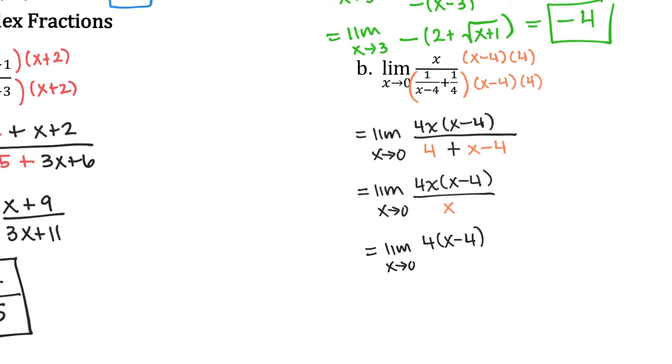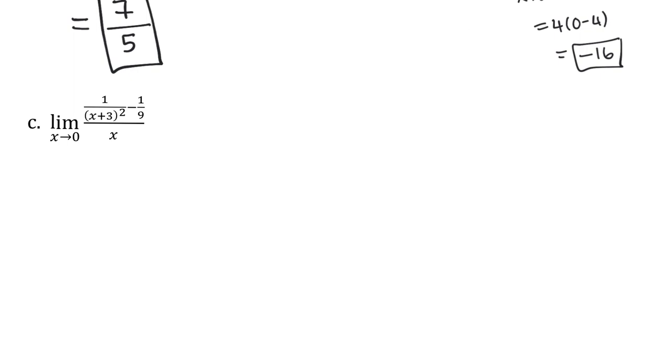Okay, now I can do direct substitution. If I do direct substitution, that's going to be 4 times 0 minus 4, so 4 times -4, -16, which is a great answer. I'm going to go ahead and do one more just for practice.